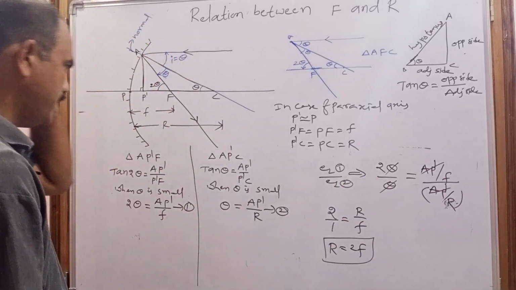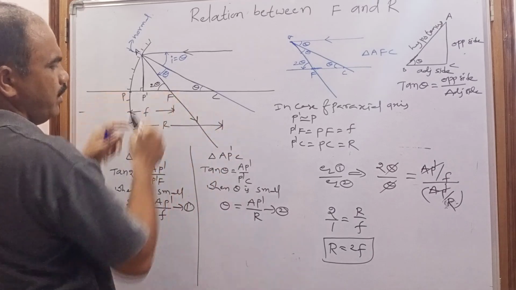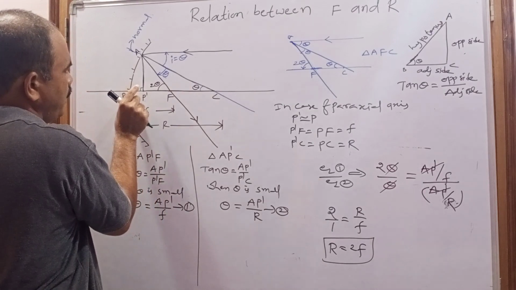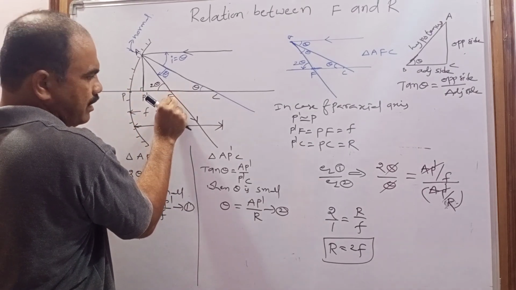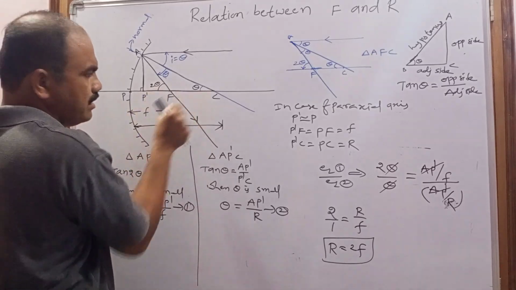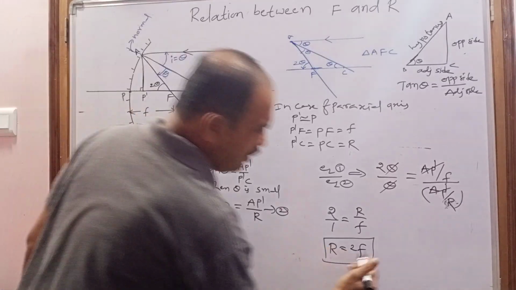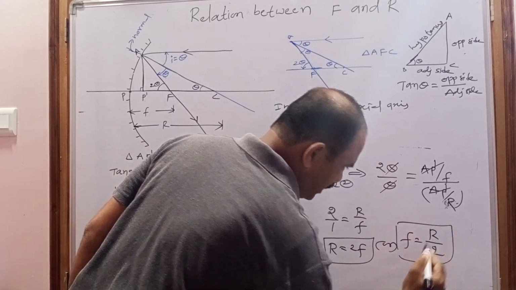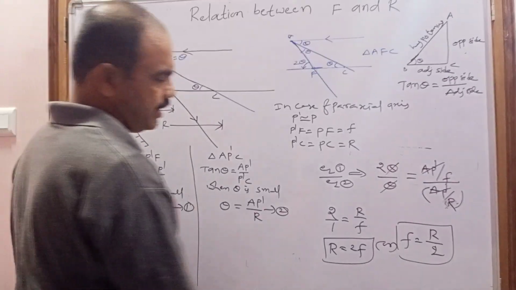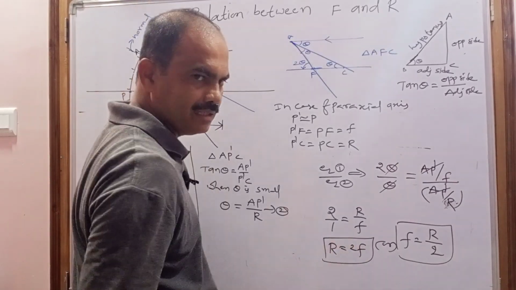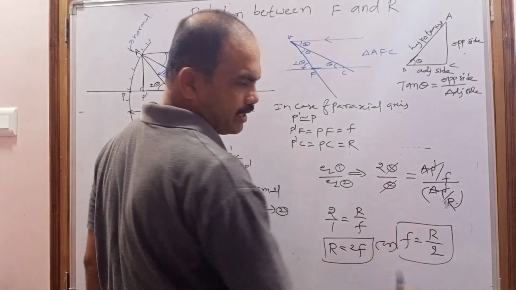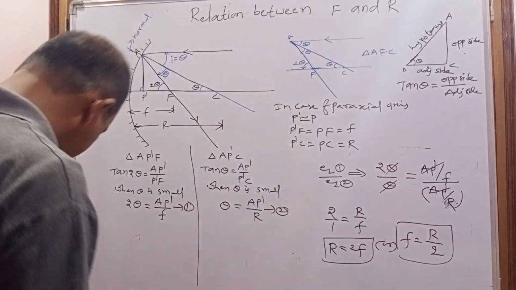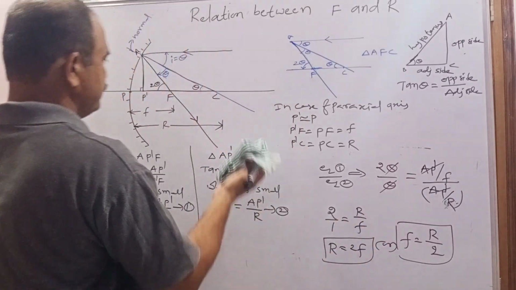This is the relation between the radius of curvature and focal length: the radius of curvature is always double the focal length. That's why in the previous class I said the distance between the pole and focus must be the same as the distance between the focus and center of curvature. If this is f, this is also f, and the total is r. So the radius of curvature is double the focal length, or the focal length is half of the radius of curvature. Remember this formula, very important.